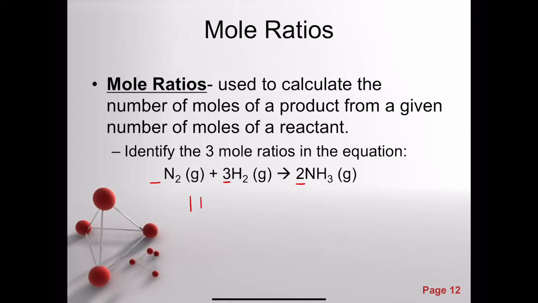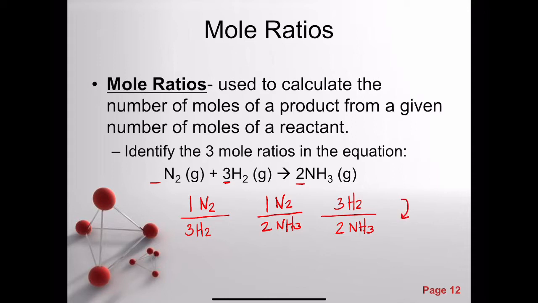So we could say there's one nitrogen for every 3 hydrogen, okay? That's a mole ratio. We could say there's one nitrogen for every 2 NH3, okay? That's a mole ratio. And then we could also say there's 3 hydrogen for every 2 NH3. That's the third mole ratio, okay?